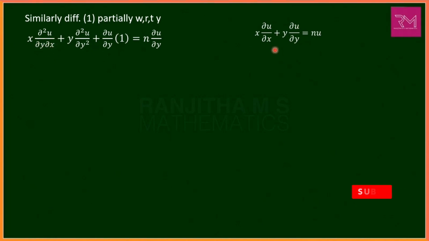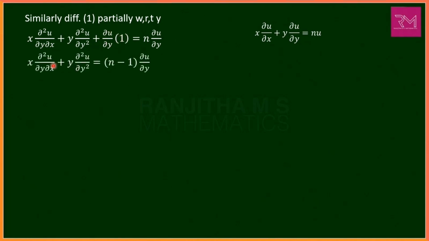x, plus, here y and del u by del y both are functions, so we have to apply the product rule. That is, first function into derivative of del u by del y, which is del square u by del y square, plus second function into differentiation of y, which is 1, which is equal to n, constant, take it as it is, into differentiation of u with respect to y, which is del u by del y. Next step, we have to take this value to the right hand side.